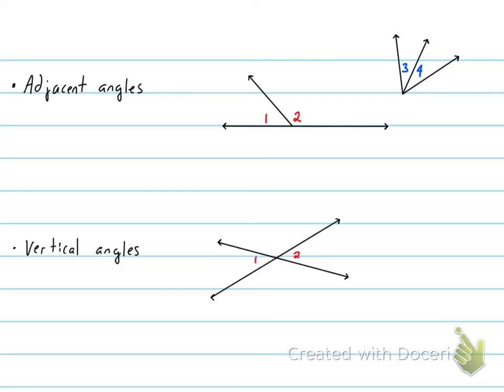Vertical angles are across from each other. So here, angle 1 and angle 2 would be vertical angles. Another pair here would be 3 and 4. Something important to note about vertical angles is that they're always congruent, or they're always equal. So what I mean by that is that angle 1 would always be equal to angle 2. So let's say angle 1 is 20 degrees, angle 2 would be 20 degrees.